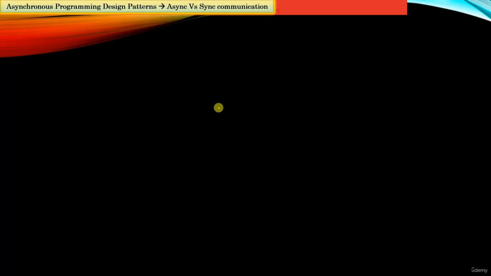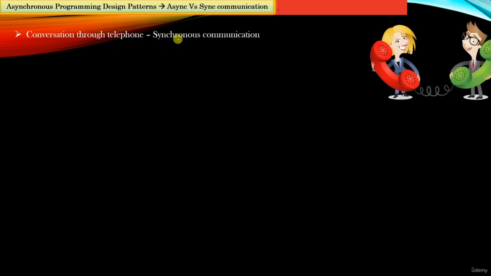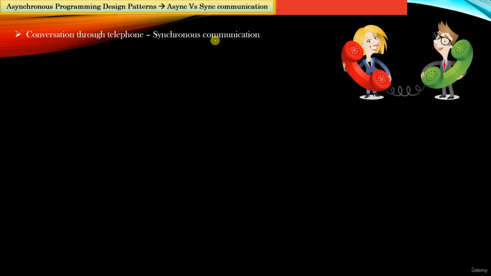So let us take one more example of synchronous and asynchronous programming. In this case, we are going to discuss what the synchronous and asynchronous modes of communication are. These examples will help you relate the terms synchronous and asynchronous to real life. Conversation through telephone is an example of synchronous communication.